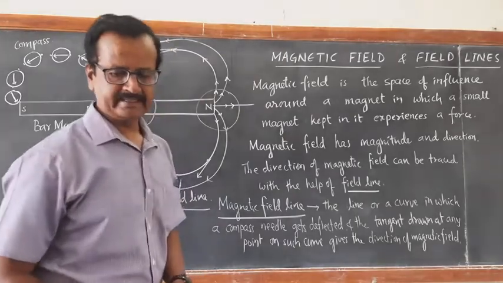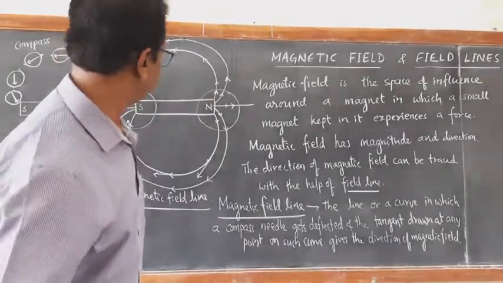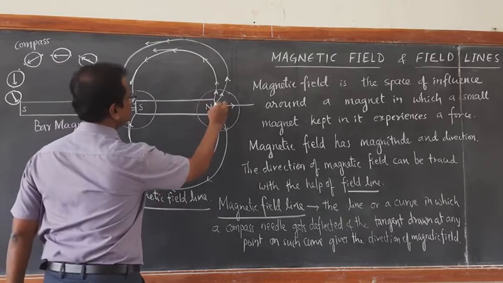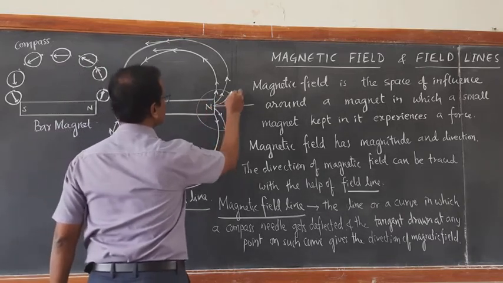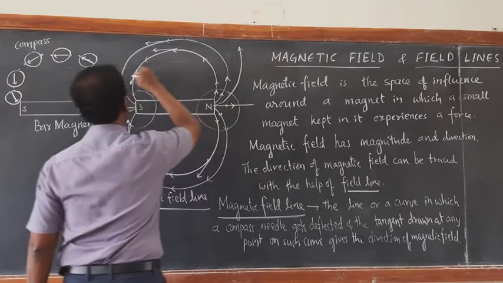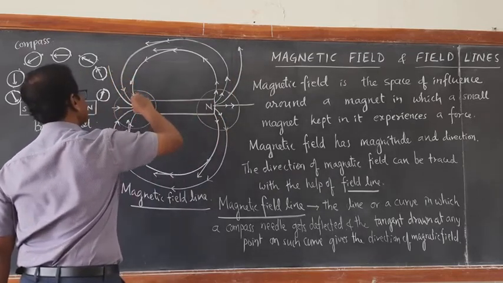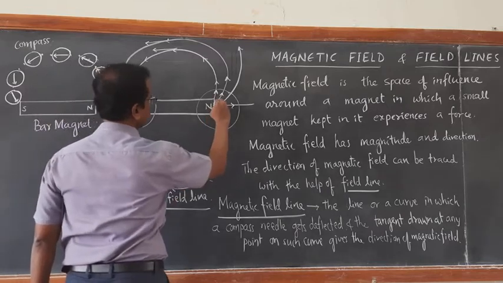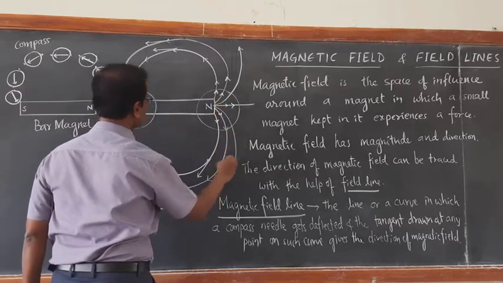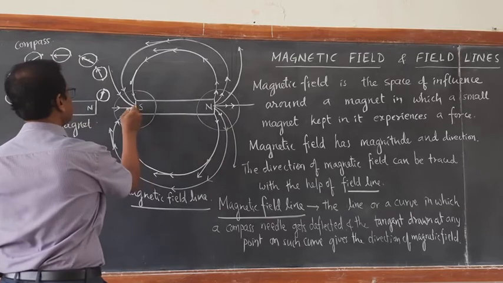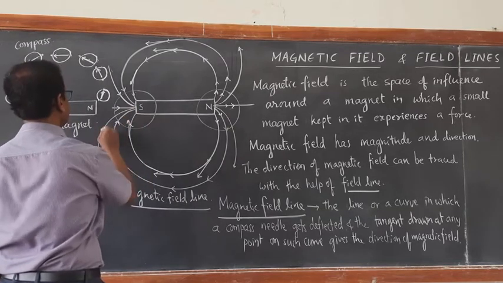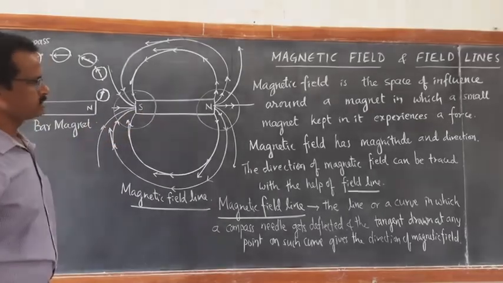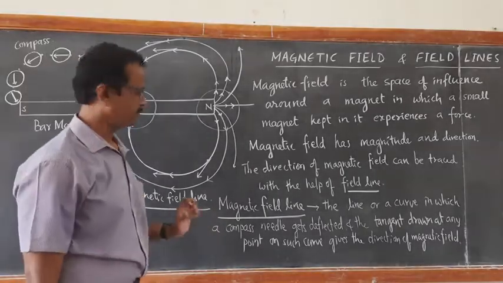Now, when you look at the diagram, you will find more and more crowding of field lines. You can draw any number of field lines. They are all emerging from north and entering at south. These are the properties of magnetic field lines.